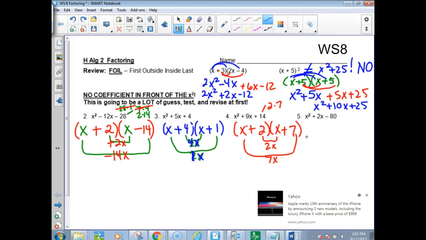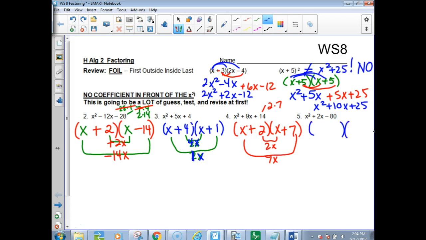Part of the reason some kids don't know how to factor is because they don't really know where that middle term's coming from. So that's what I'm hoping to be explaining to you. Number 5, you got a little more trouble in that 80 has quite a few factors. Okay, one of them's positive here and one of them's negative, meaning the last part's negative, which means one of these has to be positive and one has to be negative. All right, so we're going to see. I need numbers that multiply to give me 80 and add up to 2.